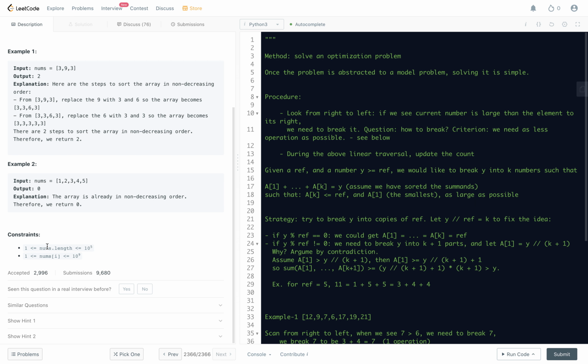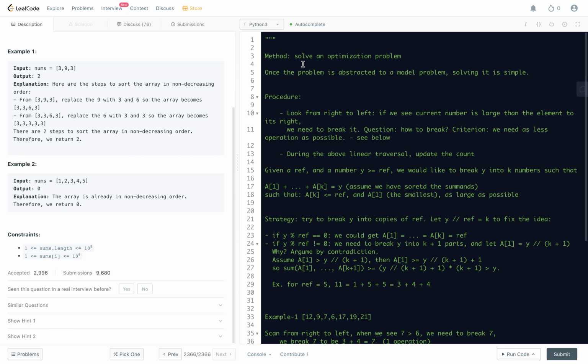Let's also look at the constraints. The first constraint is that the length of the array can be up to 10 to the power 5. In other words, we cannot use pure brute force, for example, a square term complexity solution. The second item is not that essential in here. With that said, let's look at the method.